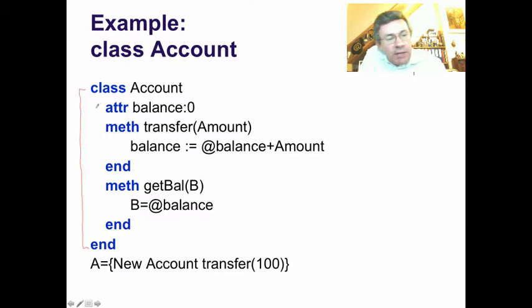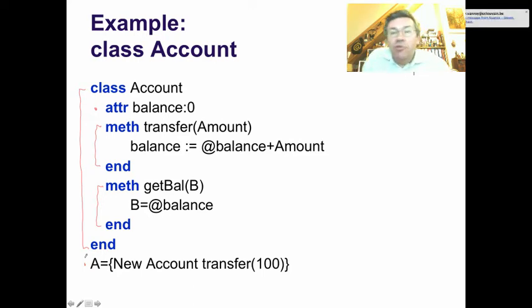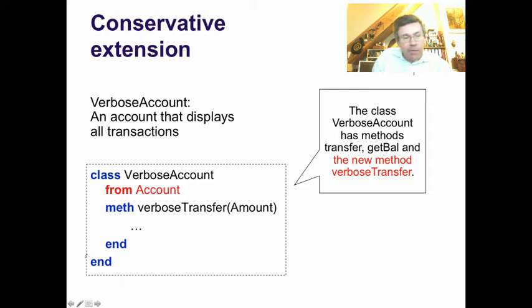Class account. It has a balance, the bank balance, a transfer method for putting money in the account, and a get bal method for reading what's in the account. And we create a new account and we put 100 euros into it. Okay? So let's now extend this definition with a new class verbose account which displays all transactions.